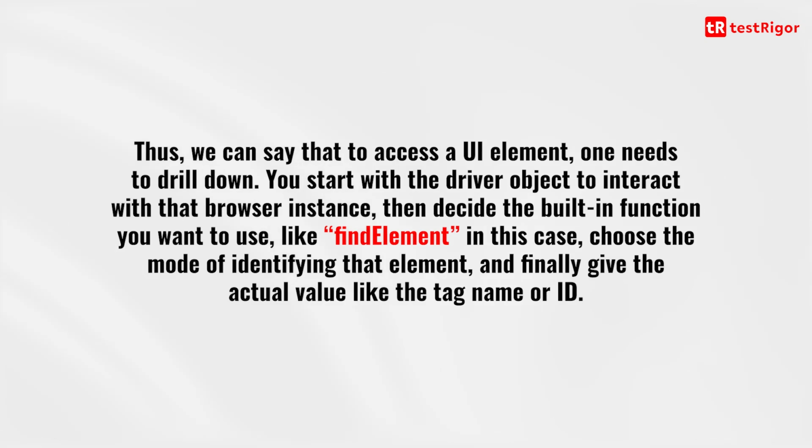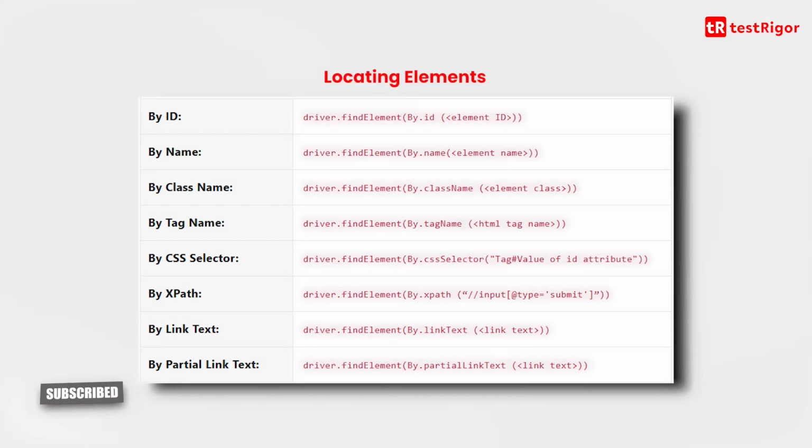Thus, we can say that to access a UI element, one needs to drill down. You start with the driver object to interact with that browser instance, then decide the built-in function you want to use, like find element in this case, choose the mode of identifying that element, and finally give the actual value like the tag name or ID. The table shows examples of how you can use these different aspects, or attributes, of UI elements to interact with them.